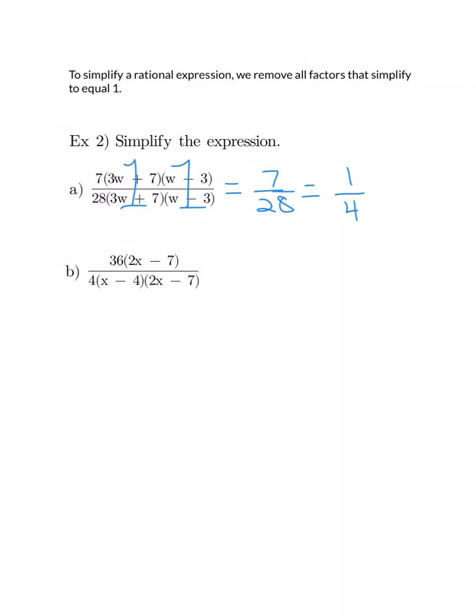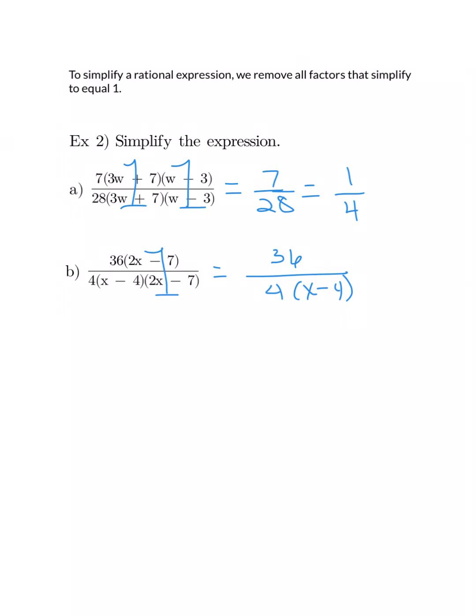Our second example to simplify is 36 times the quantity 2x minus 7 over 4 times the quantity x minus 4 times the quantity 2x minus 7. What we need to recognize here is that we have one pair of quantities that are exactly the same. So that quantity over itself equals a 1. So now we are left with 36 over 4 times x minus 4.